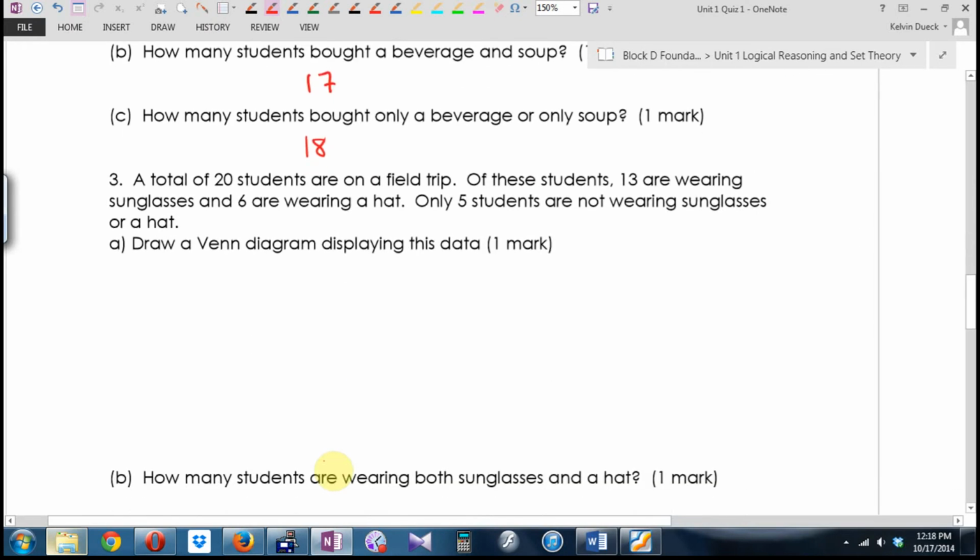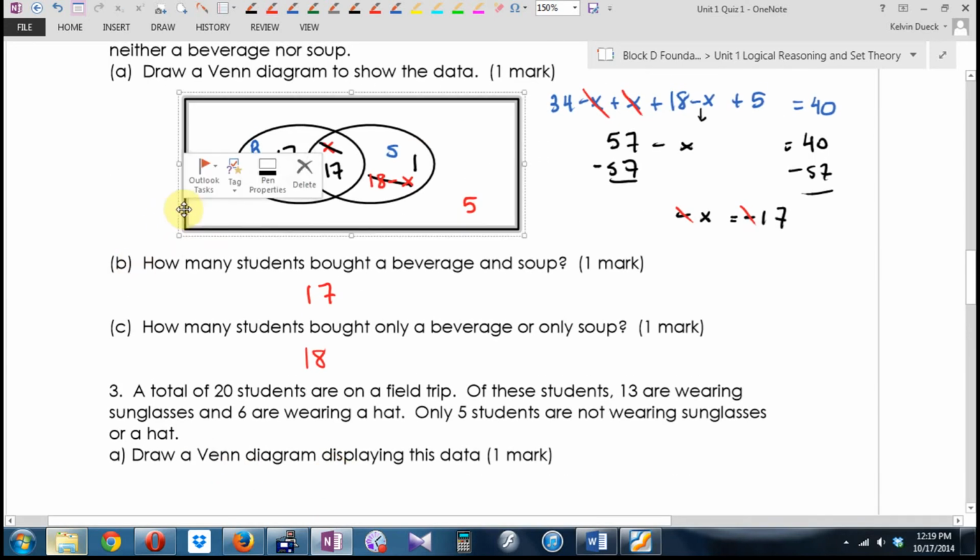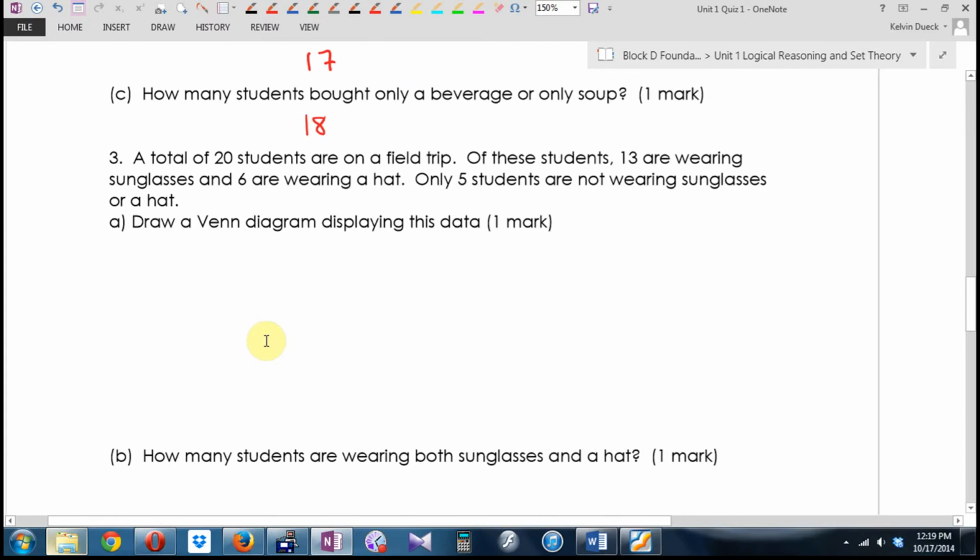Number 3. Total of 20 students are on a field trip. Of these students, 3 are wearing sunglasses and 4 are wearing a hat. Only 5 students are not wearing a sunglasses or a hat. Okay, you know what? I'm going to be clever and go click, click. You let me pick all 3? No? Okay, never mind. I'm going to freehand this one. It's going to be ugly. No, I was trying. Is OneNote. I guess it has a different syntax.